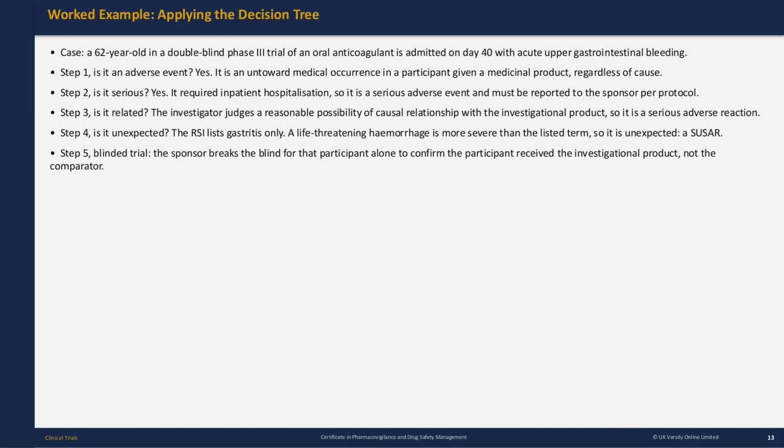Step 2. Is it serious? Yes, it required inpatient hospitalization, so it is a serious adverse event and must be reported to the sponsor per protocol. Step 3. Is it related? The investigator judges a reasonable possibility of causal relationship with the investigational product, so it is a serious adverse reaction.